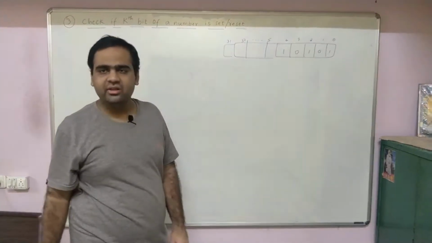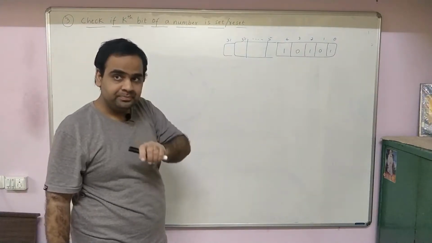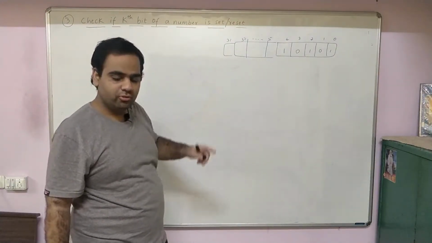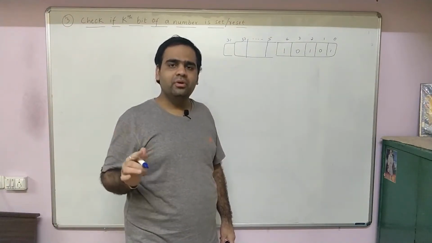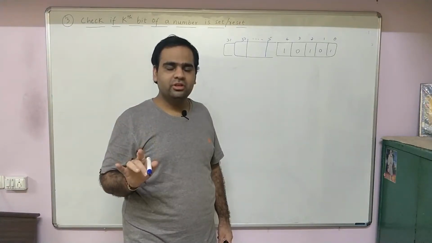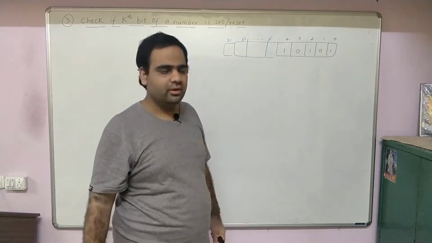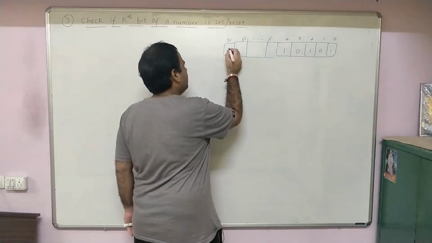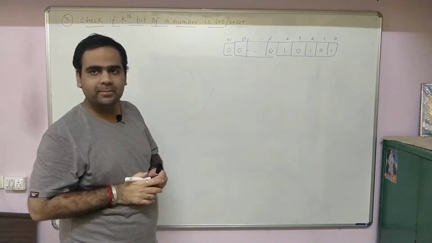And already I said in the integer representation that 31 is the sign bit. That means if it is 0 it is a positive number, if it is 1 it is a negative number, and negative numbers are stored in 2's complement form. I will post the integer representation video link in the description section. Now since it is a positive number, all will be zeros. This is 21 in binary.